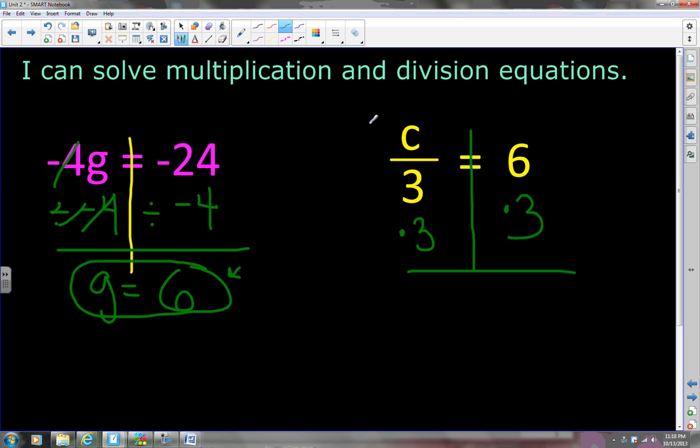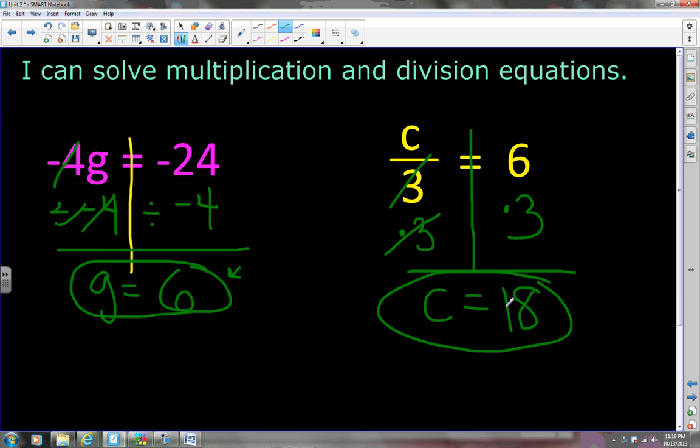When I do that on this side, my 3's cancel each other, so I'm left with c. On this side I have 6 times 3, and 6 times 3 is 18. Quick, let's do a mental check. If I put 18 back in here in the original problem, 18 divided by 3 does give me this answer of 6, so I feel good about both of these answers.